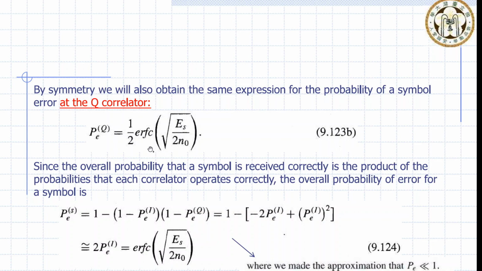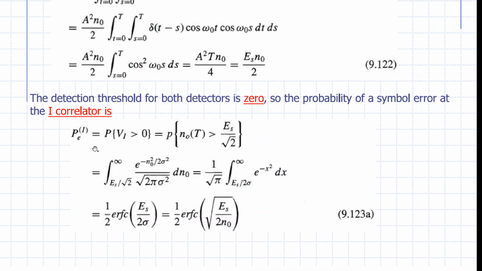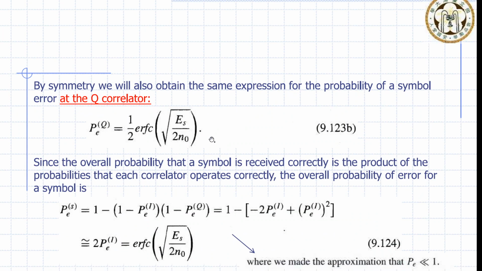There are two bits in a symbol. So the symbol will be in error if either one of these two bits is in error. This is the probability of error for the bit in the I channel, and this is the probability of error for the bit in the Q channel. The symbol will be correctly decoded only if both are correct. So the probability of correct decision is 1 minus PEI into 1 minus PEQ.